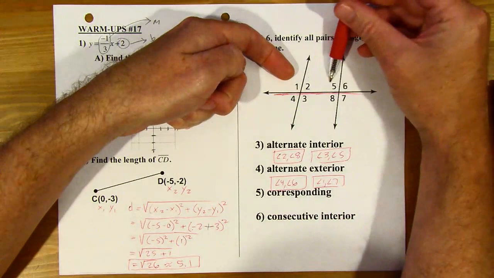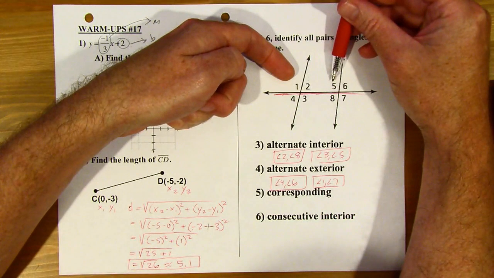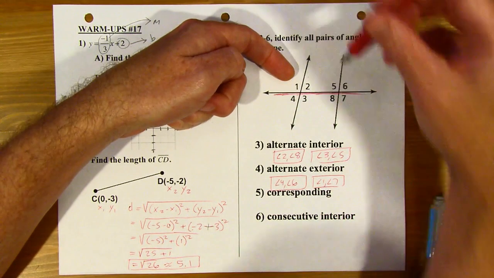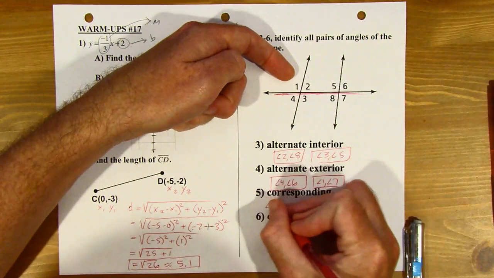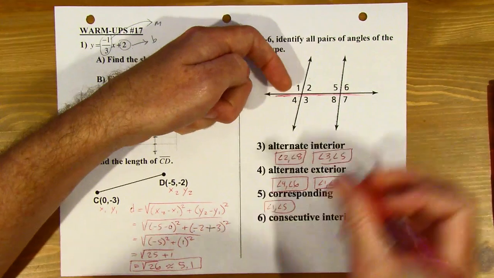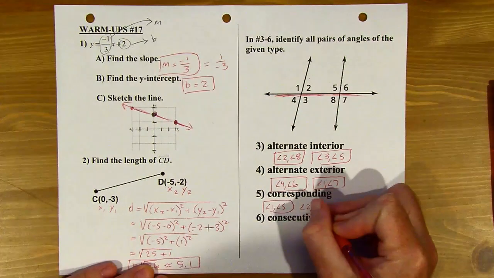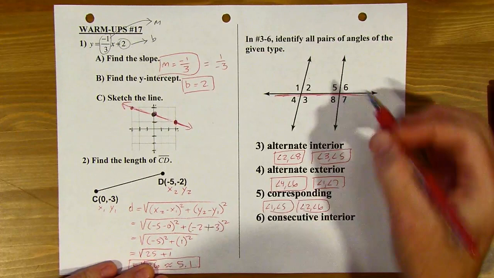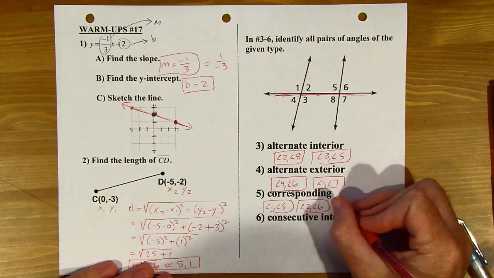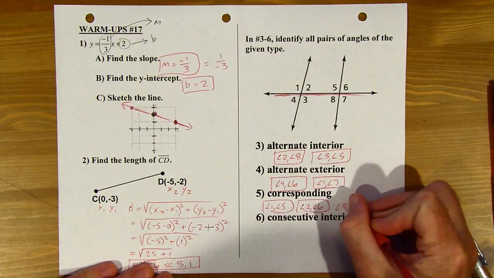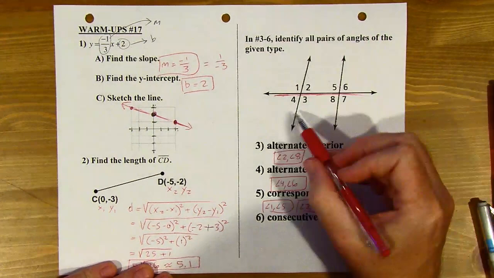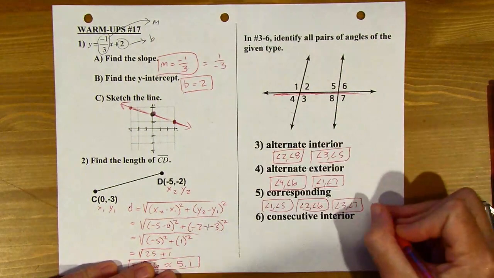Corresponding. So angle 1 is in the top left of its intersection. The corresponding angle to that would be 5. It's in the top left of its intersection. So 1 and 5. Okay. 2 and 6 are in the top right of their respective intersections. And then 3 and 7 are on the bottom right. And 4 and 8 are on the bottom left.